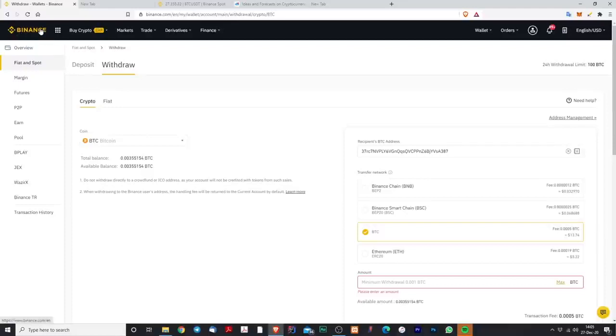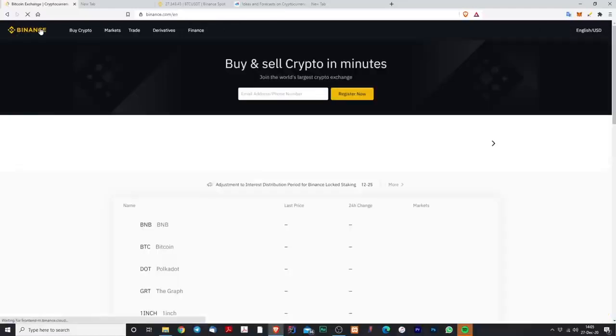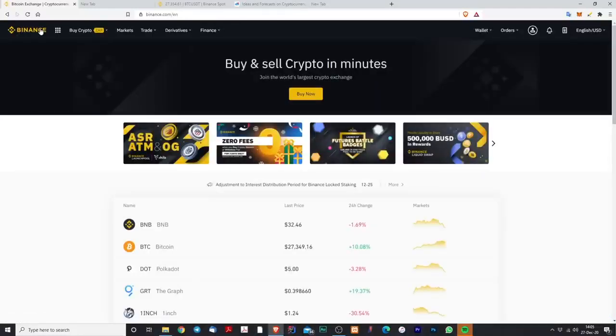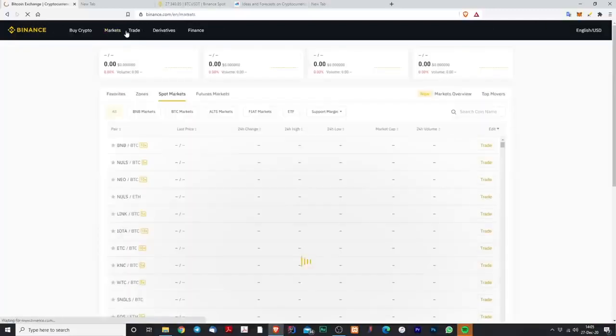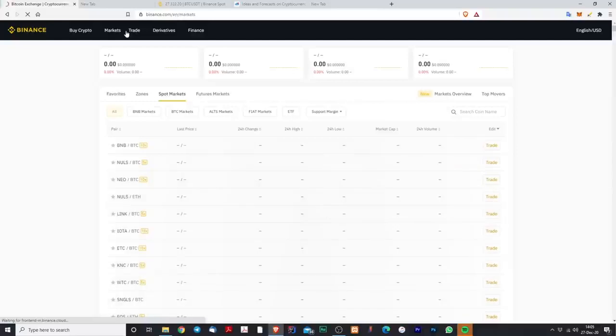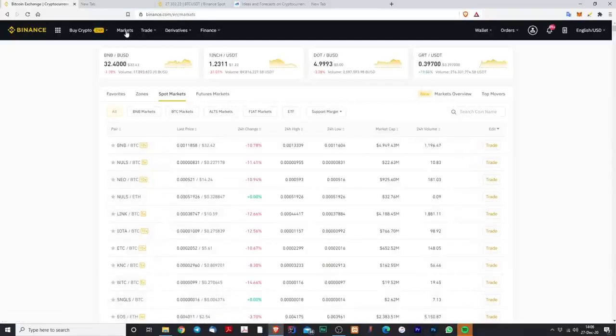And now let's go back to the homepage, because we now have to look at the markets, because I know a lot of you guys are here to learn this platform in order to trade. So the next thing we're going to have to look at is markets. The markets simply means what coins or what pairs are available on Binance that you can trade.